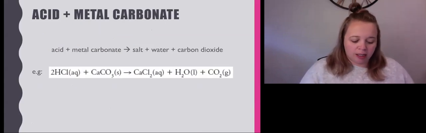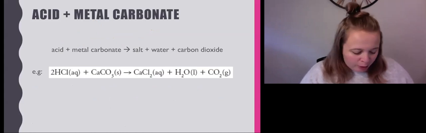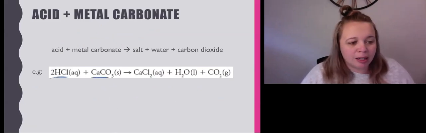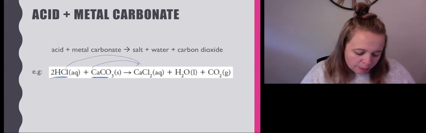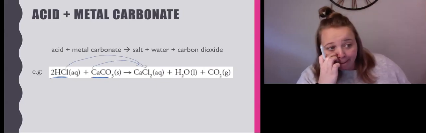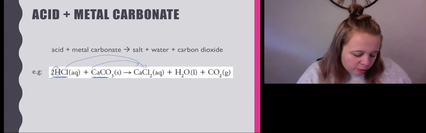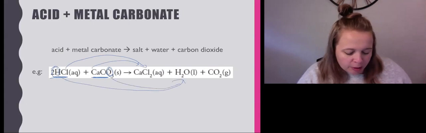The next one is acid plus a metal carbonate. So very similar equation we're looking at here. We're going to start with HCl, and we're going to start with calcium carbonate. The calcium part is going to go to this salt. The back part of my acid is going to go to this salt. And so what we've now got is we've got these hydrogens, we've got some oxygens. So they're going to come over and go to my water.